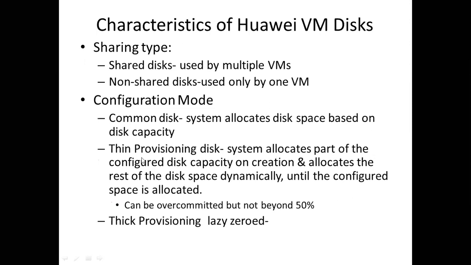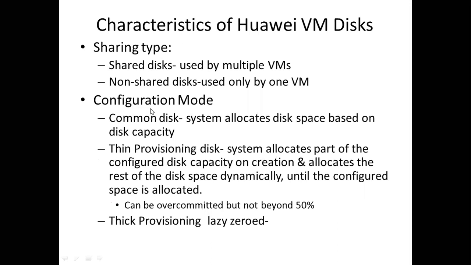Then we have the configuration mode. We have common disks, thin provisioning disks and thick provisioning zeroed disks. A common disk is where the system allocates disk space based on disk capacity. Based on what the capacity of the disk is, it allocates space based on that capacity.